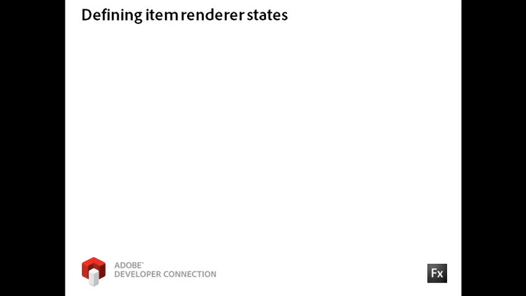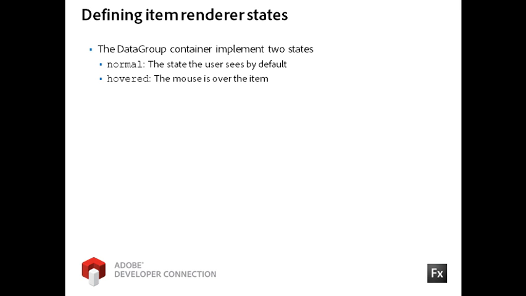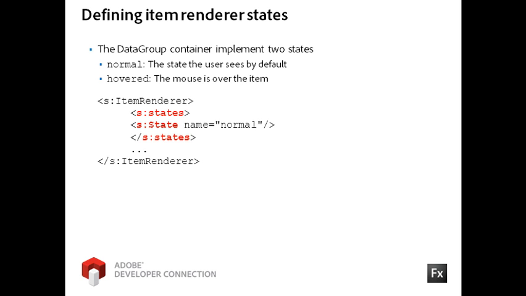You will learn more about states in a later video of this day. For now, just know that states define different visual aspects of your renderer. For instance, in a data group container item, you might have a normal state that users see by default, and then a hovered state that users see when they mouse over the item. To create states, simply create a states property block in your ItemRenderer tag block and create one State instance for each state. You must always define at least the normal state.